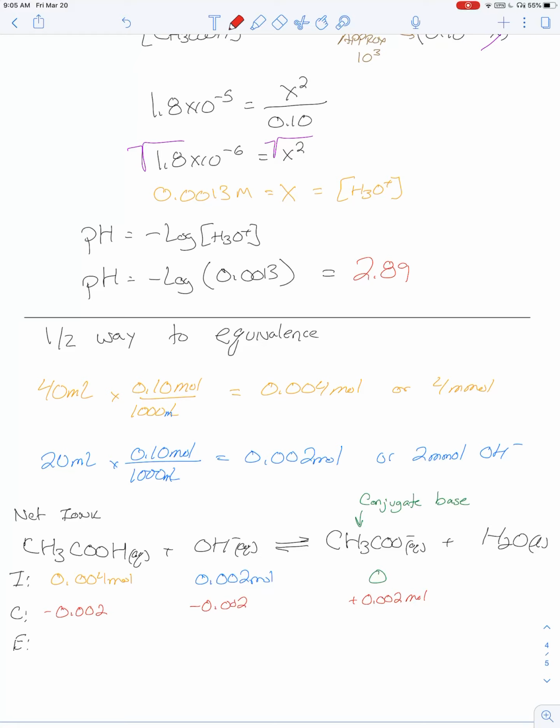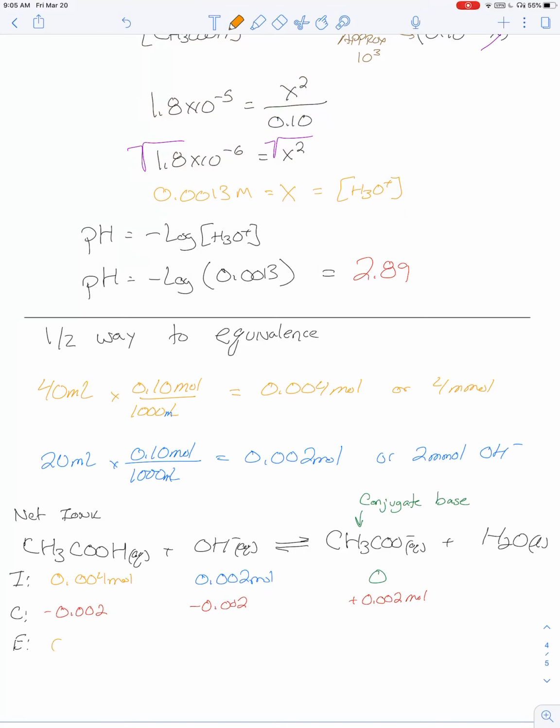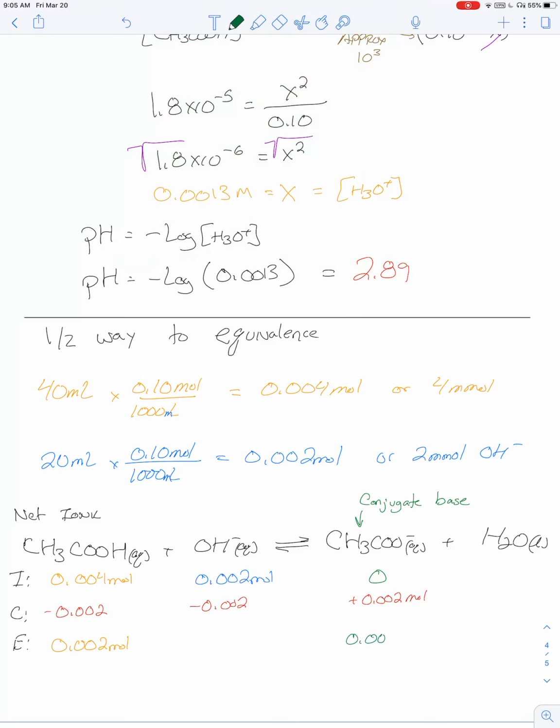So base, OH minus, is the limiting reactant. It's gone. We end up with 0.002 moles of acetic acid. And we end up with 0.002 moles or 2 millimoles of conjugate base.